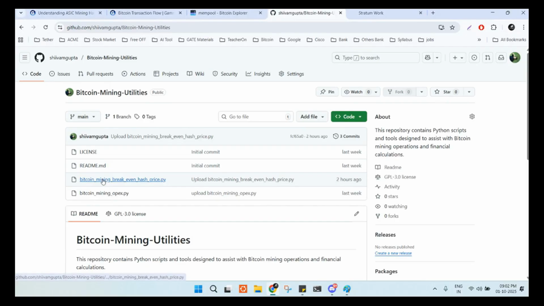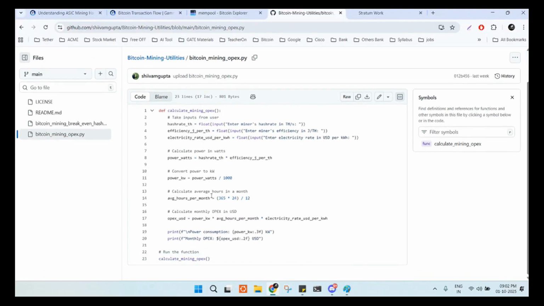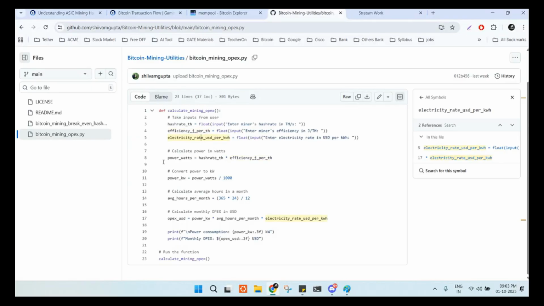Because if you remember, we did the basic OPEX calculation for Bitcoin mining. We just need three parameters. That is the hash rate in terahash per second, which we can easily find online once you are purchasing the miner. Efficiency also we will get. Then we can do the basic calculation and find out, if we have electricity charges of 5 cents per kilowatt, how much would be our monthly expenses for running a miner. So this is our operation expenses.